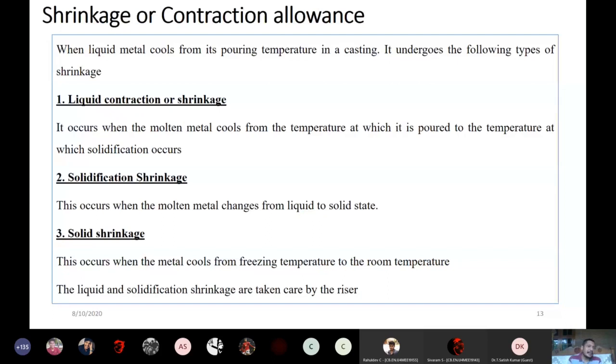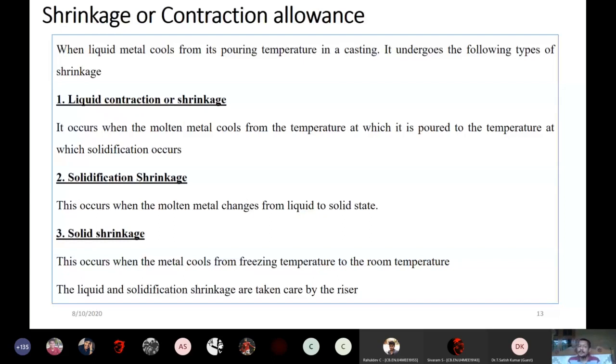There are three kinds: liquid contraction shrinkage, solidification shrinkage, and solid shrinkage. When the liquid metal cools from its pouring temperature in a casting, it undergoes the following types of shrinkage. First is liquid contraction shrinkage. It occurs when the molten metal cools from the temperature at which it is poured to the temperature at which solidification occurs.